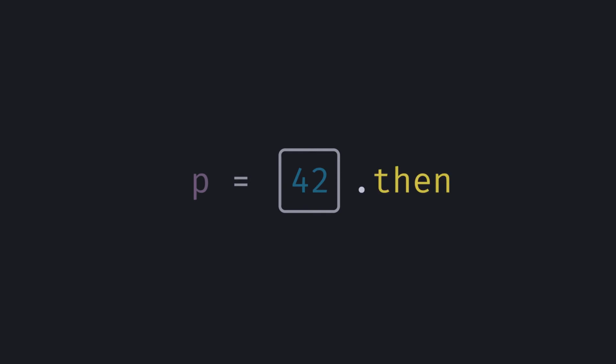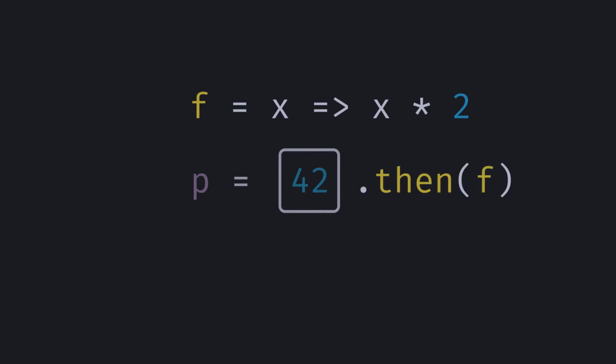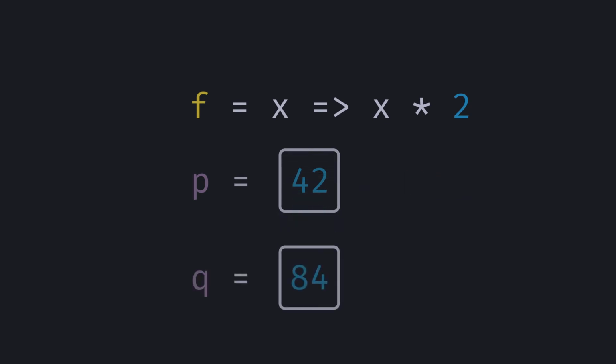We use the then method to access and transform the value. Similar to our previous example, if we have a function f that multiplies any number by 2 and we apply it to our promise p, it would produce a new promise of the value 84, which we can assign to the variable q. From then on, q is a promise of the number 84. It is important to note that p is still a promise of 42.